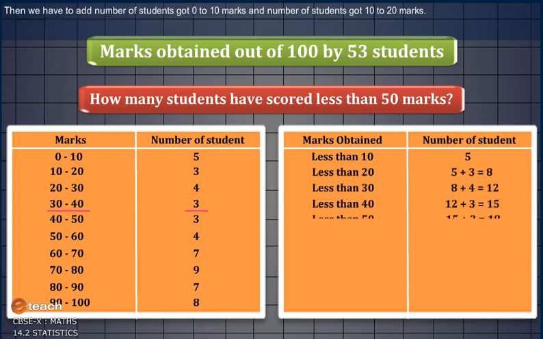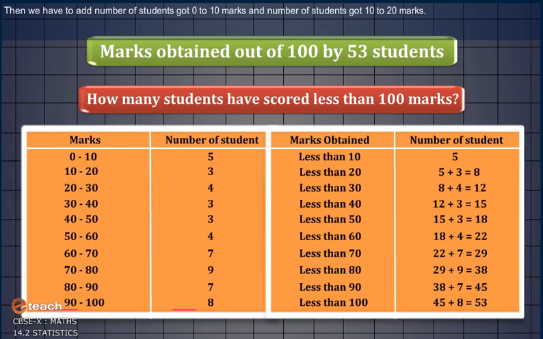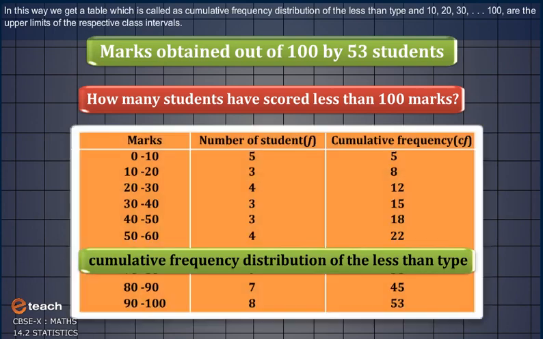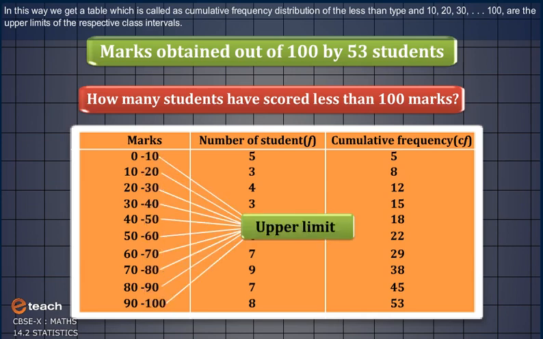Then we have to add the number of students who got 0 to 10 marks and the number of students who got 10 to 20 marks. In this way, we get a table which is called the cumulative frequency distribution of the less than type, and 10, 20, 30 up till 100 are the upper limits of the respective class intervals.